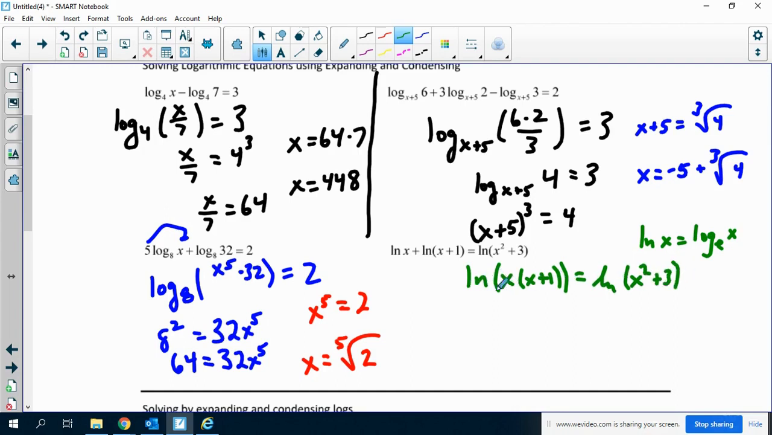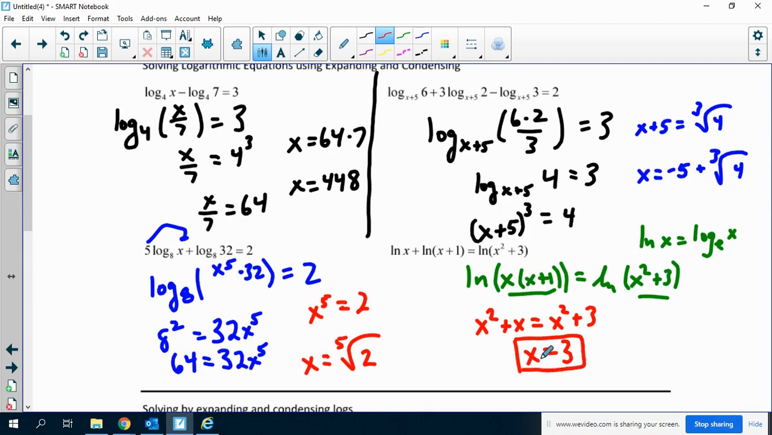Now, since both of these are on the inside of a natural log, I actually don't have to do what I did in the first 3 problems. If they're both on the inside of a natural log, they have to be equivalent. So x times x plus 1, or x squared plus x, must be equal to x squared plus 3. So then I subtract the x squareds from both sides. They cancel out, essentially, and I get x equals 3.